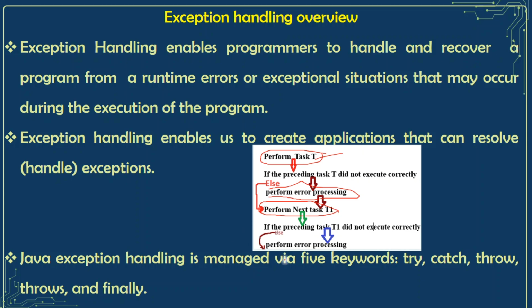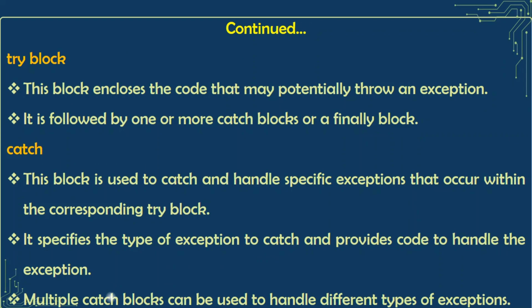So normally Java exception handling is managed with five keywords: try, catch, throw, throws, and finally. These are the keywords which will be used in any exception handling in Java programming. So let's see the try block. This block encloses the code that may potentially throw an exception. Right here, we're going to enclose a certain statement which we think potentially throws an exception with a try block. This try block can be followed by one or more corresponding catch blocks or a finally block.